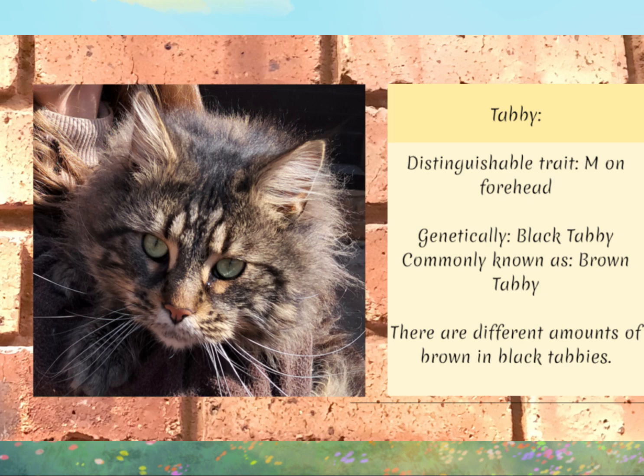On the screen is a black tabby, but they're commonly known as a brown tabby because of the amount of brown they sometimes have on their face. They have distinguishable traits like an M on the forehead, a white muzzle and a brick nose.